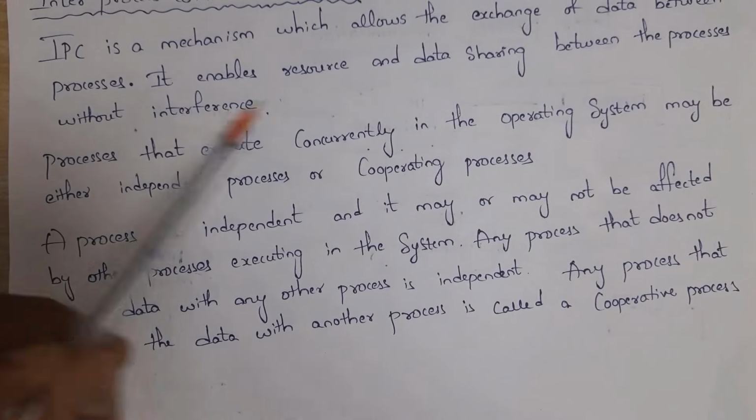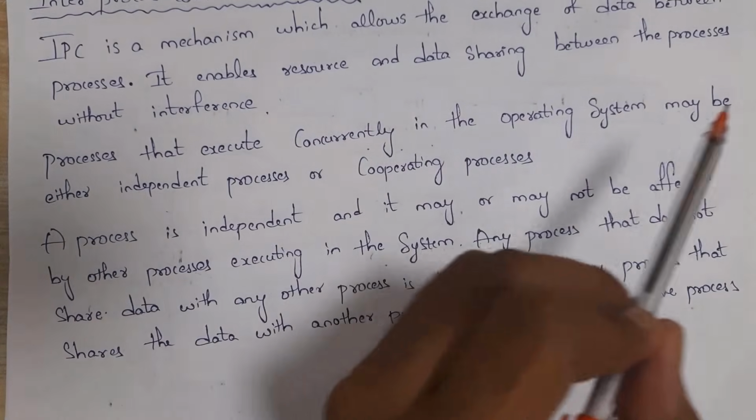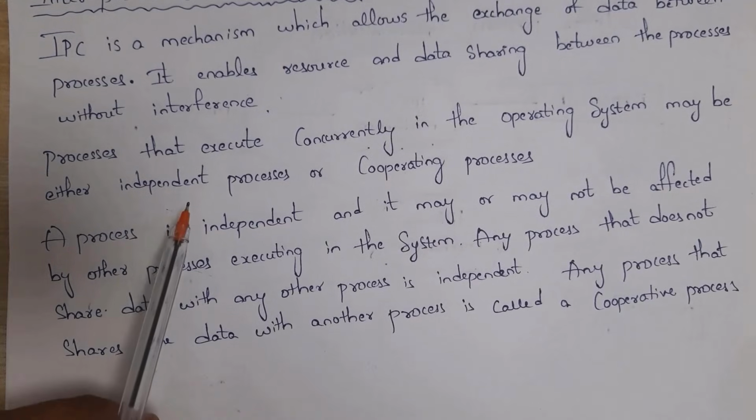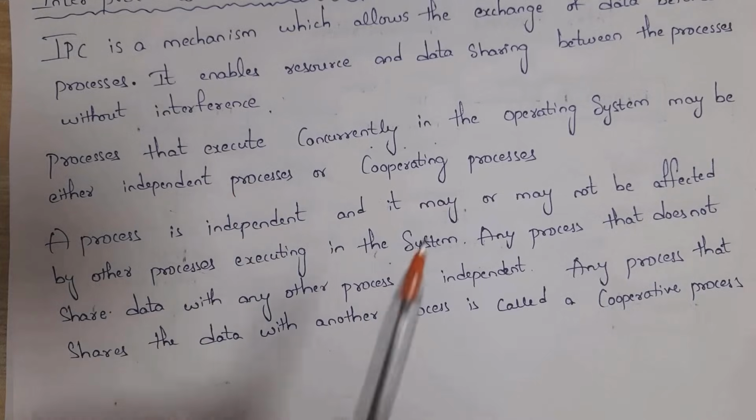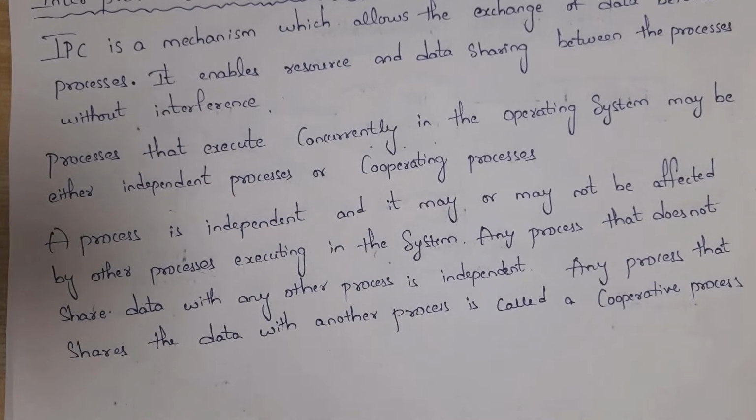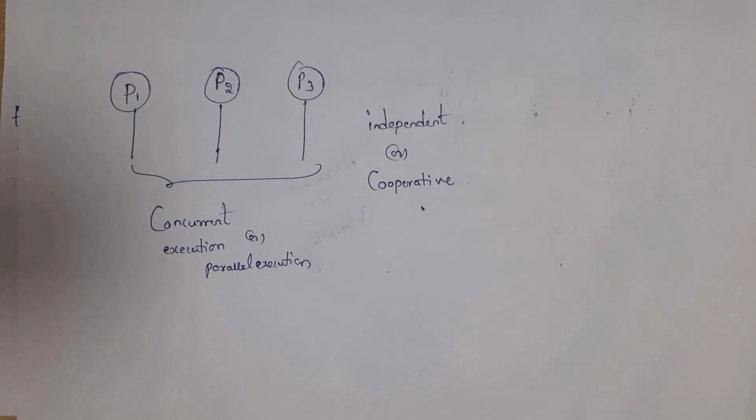Processes that execute concurrently in the operating system may be either independent processes or cooperative processes. Concurrent execution is nothing but parallel execution. Processes which execute parallelly are known as independent processes or cooperative processes. I will give one example. For example, let us consider there are three processes: process 1, process 2 and process 3.